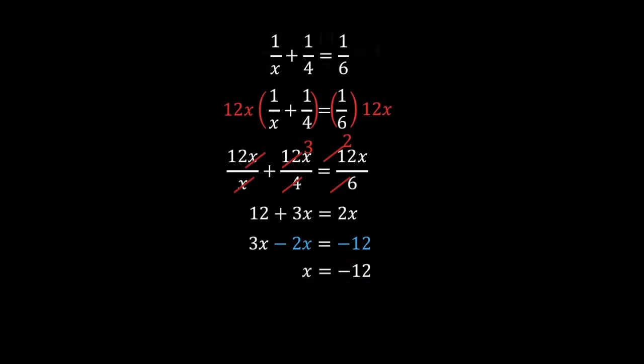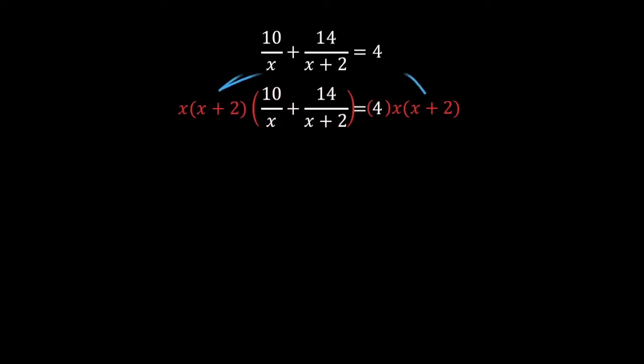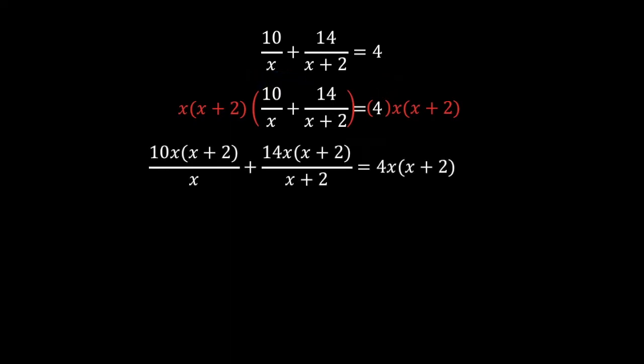Let's do the same thing with our next example. In this case, the number that both our denominators, x and x plus 2, can divide is x times x plus 2. We multiply this to both sides of the equation. Distributing x times x plus 2 to each term, we get 10x times x plus 2 over x plus 14x times x plus 2 all over x plus 2 equals 4x times x plus 2. We then simplify. We now have 10 times x plus 2 plus 14x equals 4x times x plus 2.